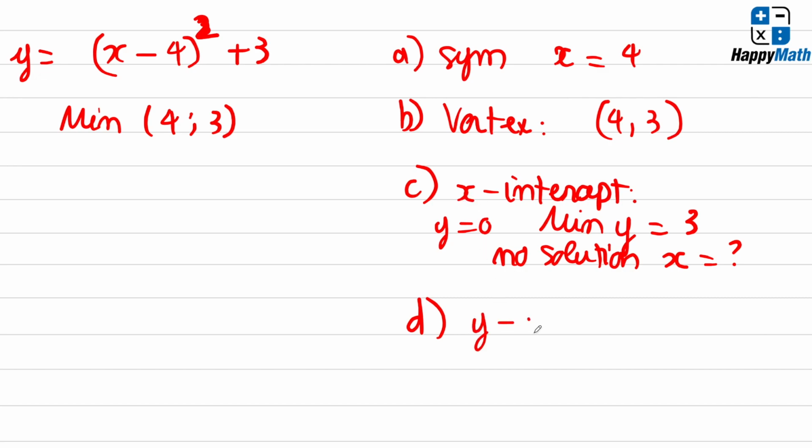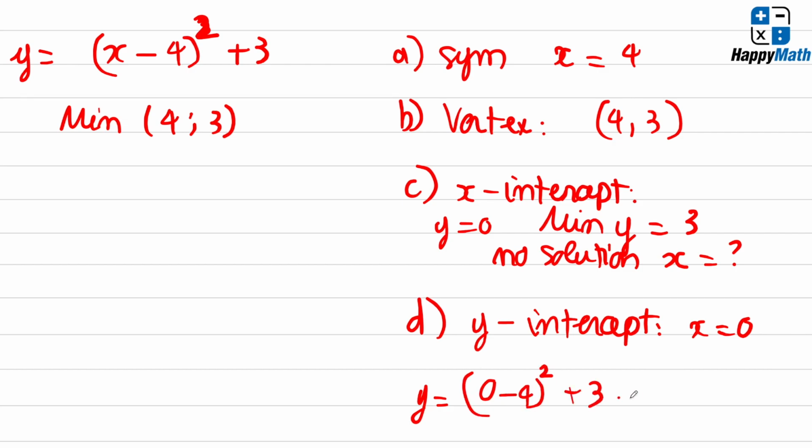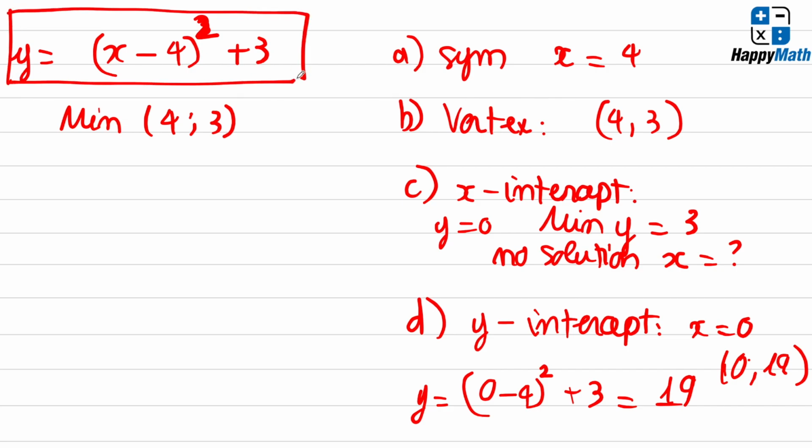It means you have no x-intercept point. Okay, how about the y-intercept? The y-intercept means x equal to 0. So substitute 0 in this expression, and you will get y equal to 0 like this, plus 3 like this, and 19. So for the y-intercept you got 0 and 19. Okay, this is the completing the square form, and you have the answers for symmetric line, vertex, x-intercept, and y-intercept.